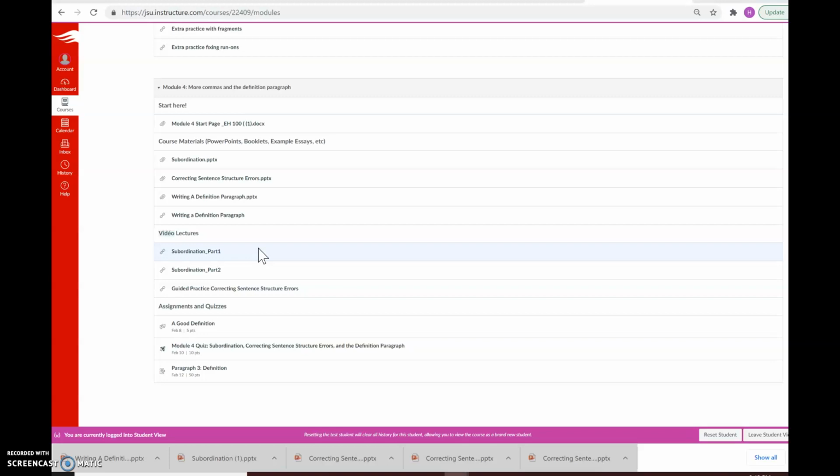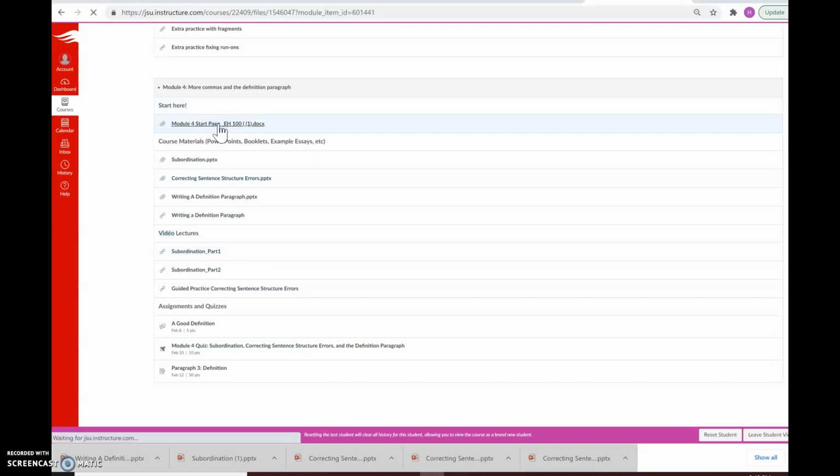So this week we're going to be talking more on commas, specifically on a concept called subordination. And we're going to be working a little bit more to correct those comma errors and the sentence structure errors, because as I've mentioned before, they're extraordinarily common and they do take some time and practice to get right. And we'll also be learning how to write a definition paragraph.